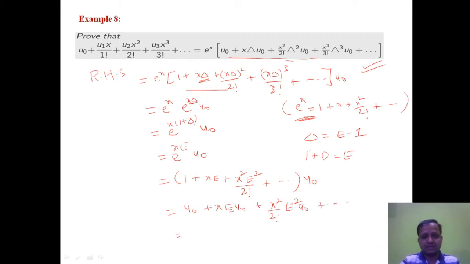Now we apply the shift operator. u naught plus x E u naught is nothing but u1, it will shift to the next position. x square by 2 factorial E square u naught will shift two positions, nothing but u2, plus and so on. So this one represents the LHS part. Yes or no? It is there in terms of multiplication, no problem. It represents the LHS part. Right? And proved.